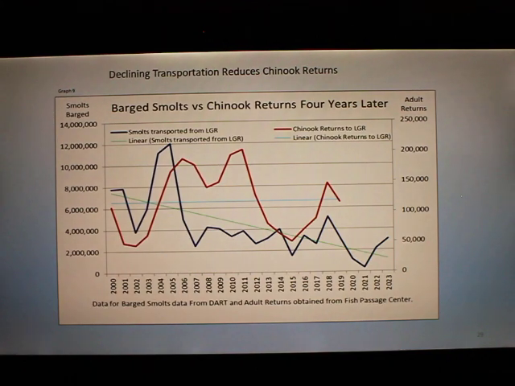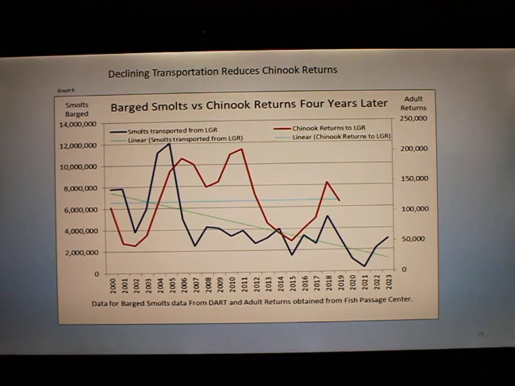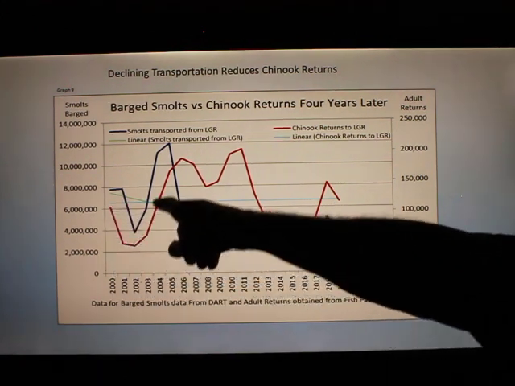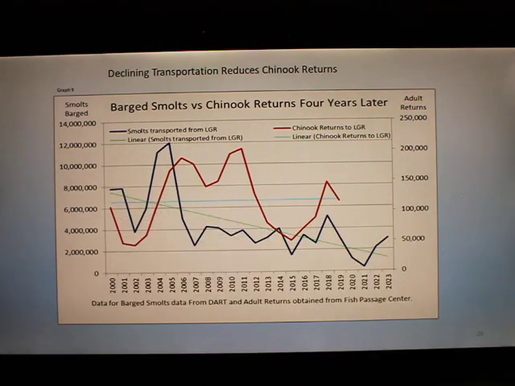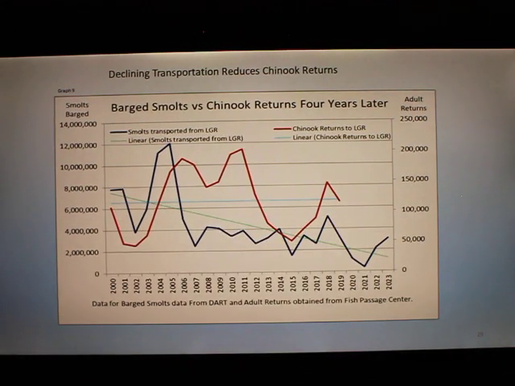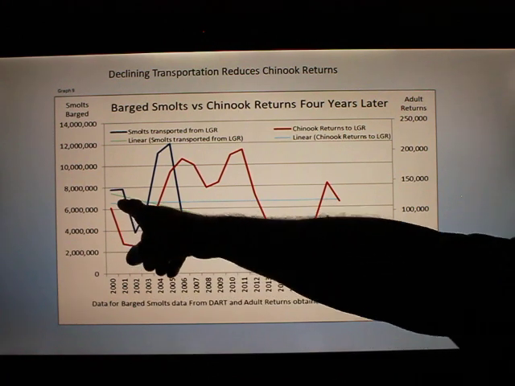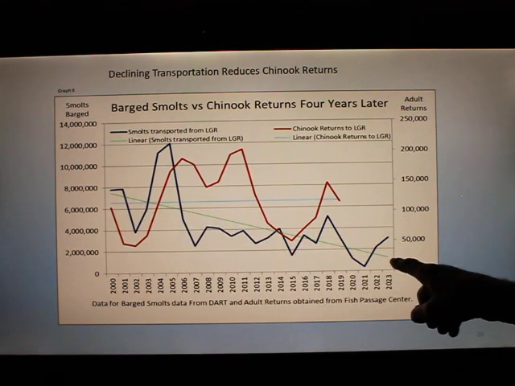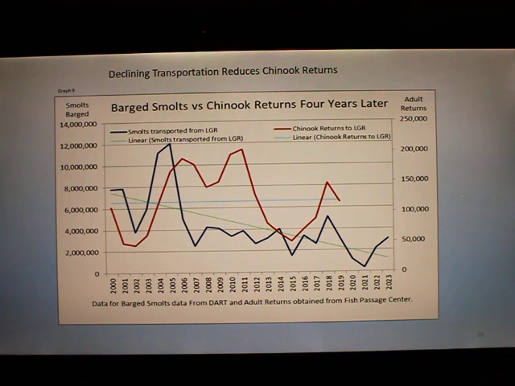Declining transportation reduces Chinook returns. Now in this graph, you can see that the trend line for Chinook is fairly flat, but there is some continuity, some shadowing between the transport smolts and the Chinook returns. As transport declines, you can see the trend line declines. We're going to see declining Chinook returns.